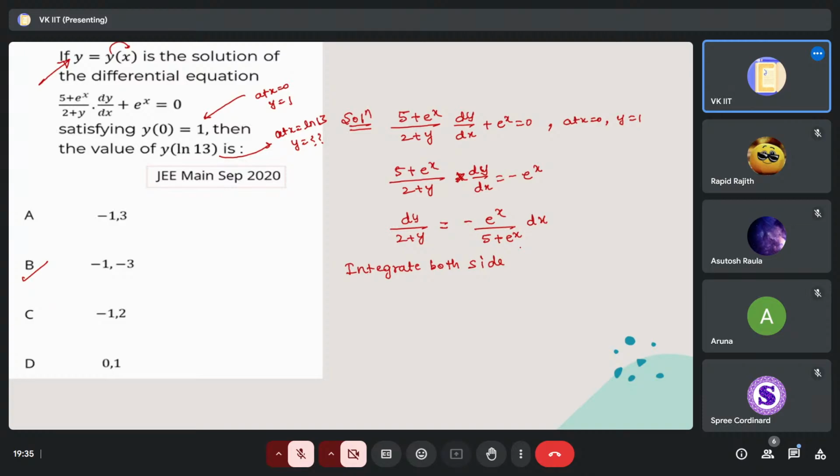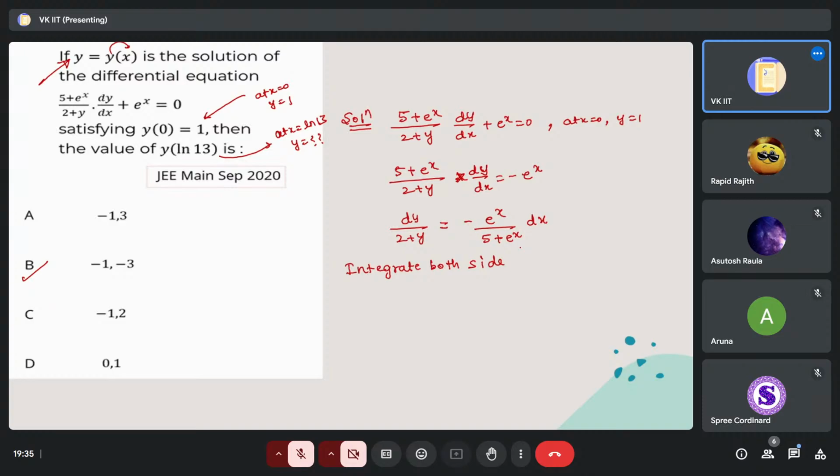If you take 5 plus e to the power x as t, it will become e to the power x dx as dt, right? So dx is also there. Therefore, it will become simply 1 upon t into dt, or rather I say minus ln t plus c. Mod you can apply, and then replace the value of t, that is 5 plus e to the power x plus c. And on the left side, you have ln of mod 2 plus y. This is a simple equation you are getting, and now we can go to the next page and try to solve it further.